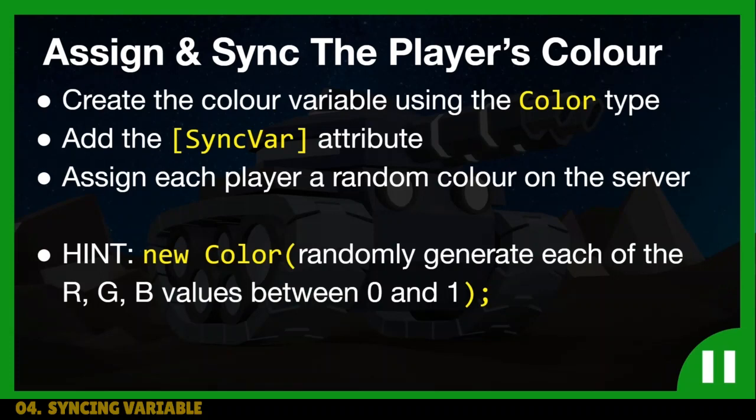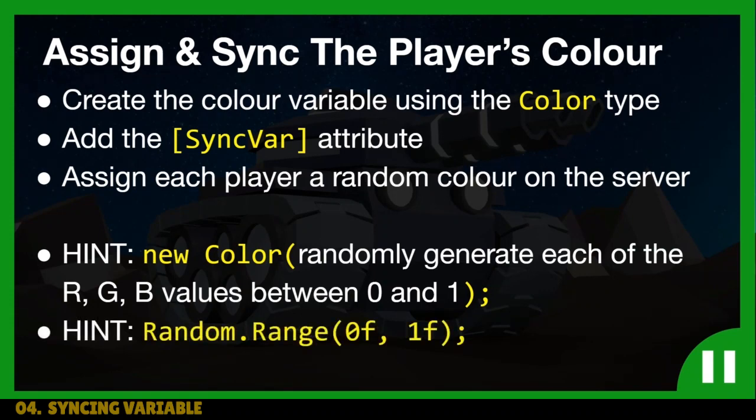And for those of you who don't know how to generate random values, another hint here, the final hint, is to make a random value, use random.range, and then you pass in the lower bound and the upper bound, so 0 and 1. So have a go, pause the video, and try and make a color variable that we can sync, and then assign it as a random color in the network manager.